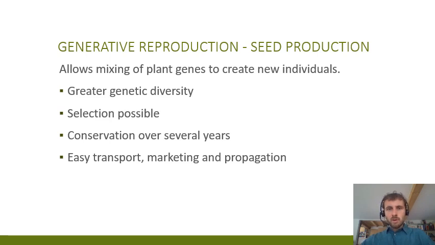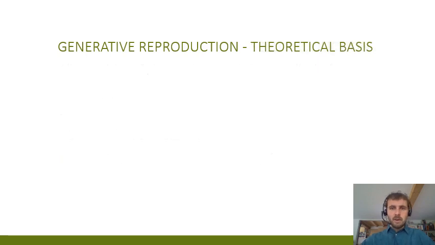So now we talk about the generative reproduction, so the seed production. This is more interesting from a genetic point of view because you mix the genes of different plants, so you keep greater genetic diversity. You can do a selection, you can do breeding. You can store the seeds over several years because it's small, it has a long shelf life, and it's easy to move, to transport, to market, and to propagate. So we'll just look at a few basics to understand what to talk about later.